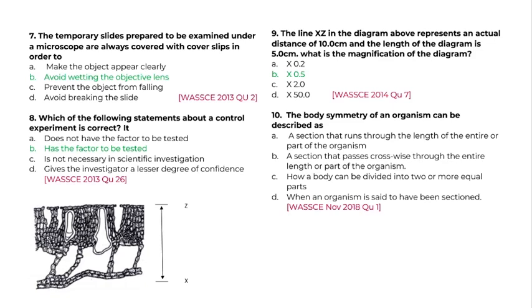Now the body symmetry, if we see the body symmetry of an organism, we are basically trying to refer to how a body can be divided into 2 or more equal parts. So the answer for question number 10 is C, how a body can be divided into 2 or more equal parts. That is what we call the body symmetry of an organism.